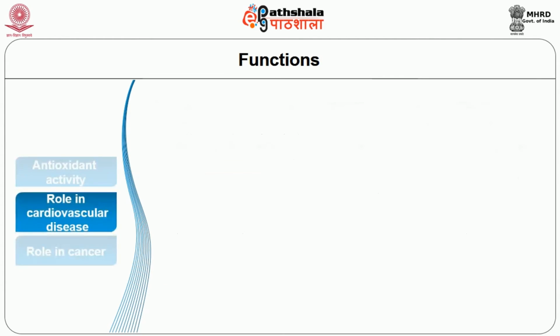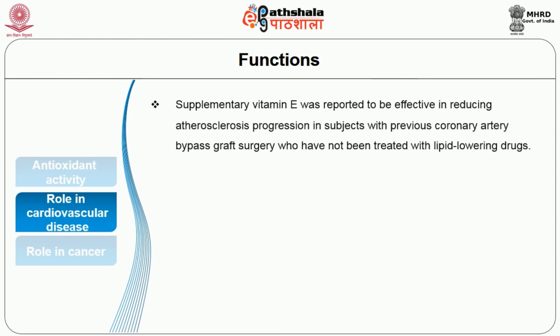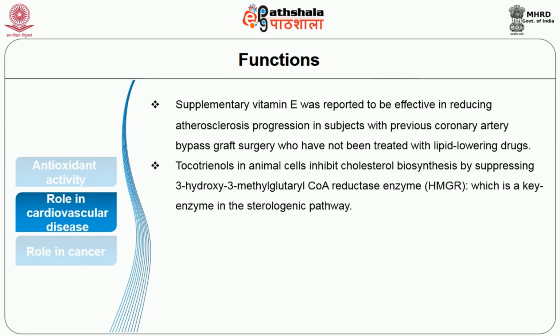Role in cardiovascular disease. Supplementary vitamin E was reported to be effective in reducing atherosclerosis progression in subjects with previous coronary artery bypass graft surgery who have not been treated with lipid-lowering drugs. Tocotrienols in animal cells inhibit cholesterol biosynthesis by suppressing 3-hydroxy-3-methylglutaryl-CoA reductase enzyme, which is a key enzyme in the sterologenic pathway. This results in reduced manufacturing of cholesterol by liver cells.